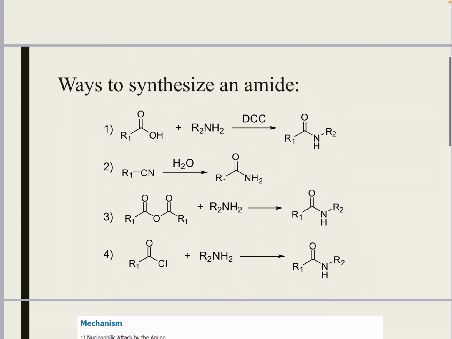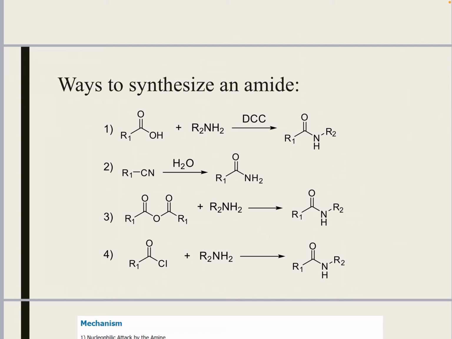Alright, so there are several ways you can synthesize an amide. The first one being you start with a carboxylic acid and an amine using some kind of coupling reagent. DCC was one of the common ones we use. DCU will be a byproduct of DCC. This reaction sometimes goes sluggishly. If you go into peptide chemistry or protein chemistry in the future, then you may encounter a lot of similar reactions.